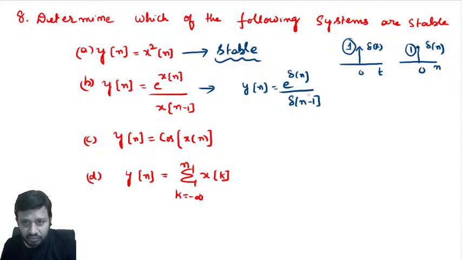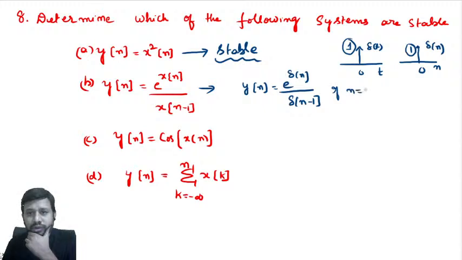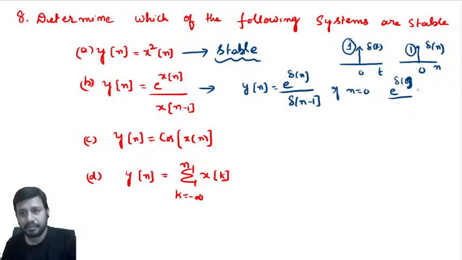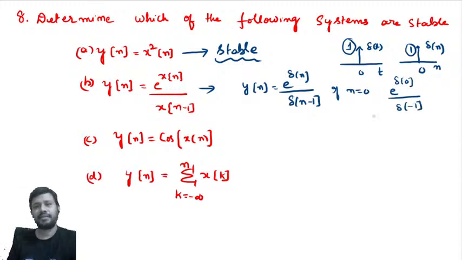Or what happens if n is not equal to 1? What happens if n is equal to 0? If n is equal to 0, what will happen? E power del of 0 by del of minus 1, if n is equal to 0.